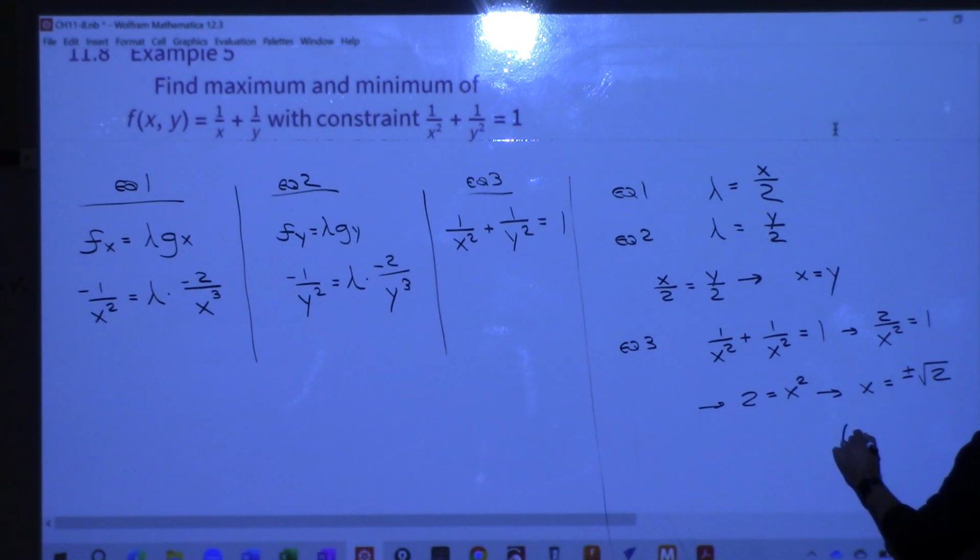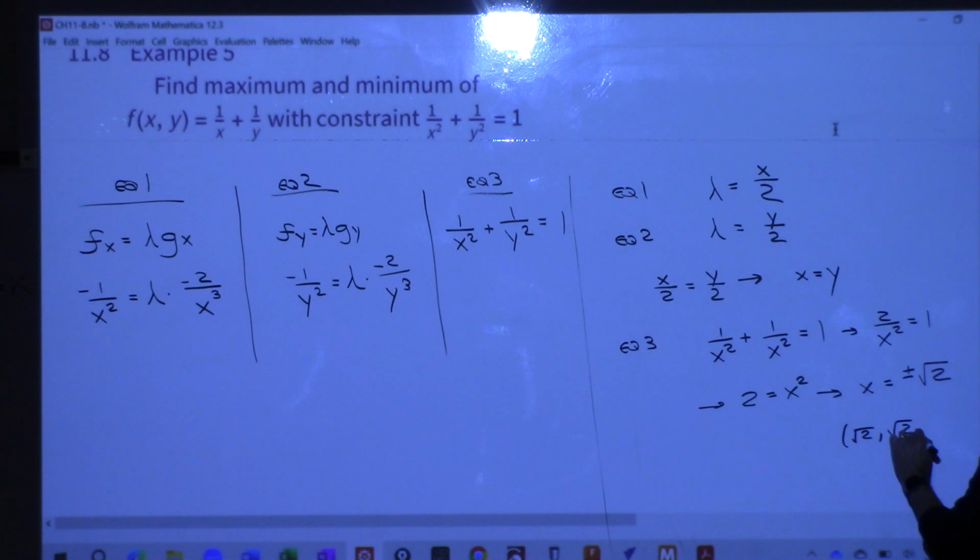We have that if x is root 2, y is root 2, and lambda is something, right? Who cares? And then we have negative root 2 and negative root 2, and lambda is something I don't really care.